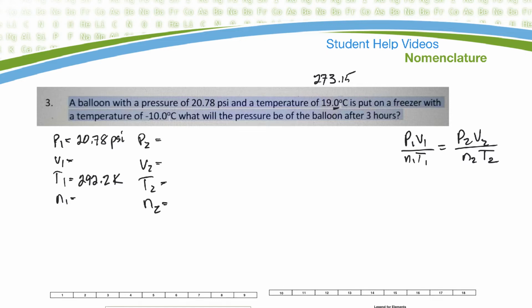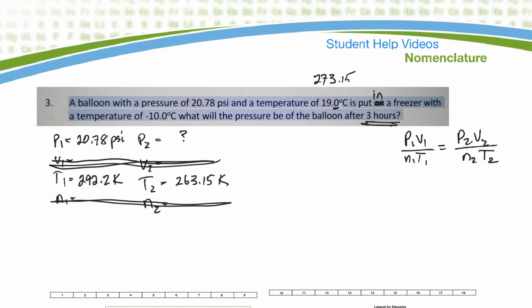Okay, and it's put in a freezer at minus 10, so that would be 263.15 Kelvin. What will the pressure of the balloon be after 3 hours? The time probably doesn't make any difference. They don't say anything about the volume. The volume will probably shrink, but we'll assume that the volume doesn't change, and that no gas escapes or is added.